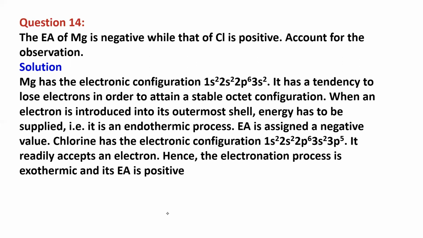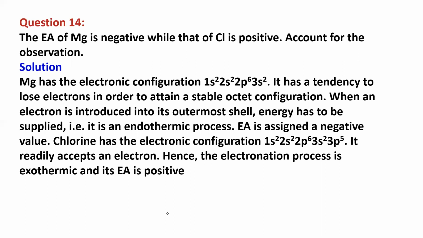And if the electron affinity process is exothermic, it is positive. So in general words, you can say magnesium is a metal, so it has a tendency to lose electrons, not gain electrons. But even if you give an electron to magnesium, it is an endothermic process because it is not in a position to take the electron. Whereas chlorine is in a position to take the electron, so it readily accepts it. Hence, the electronation process is exothermic and its electron affinity is positive.